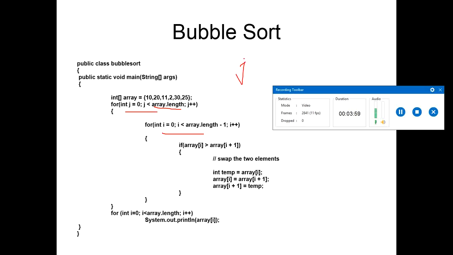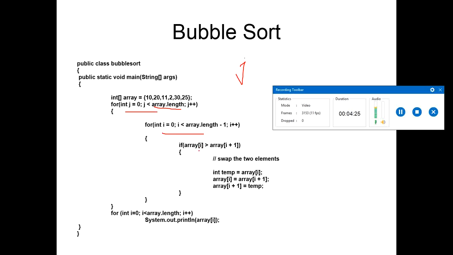So I have an array, and i equals 0, i less than array.length minus 1. So my inner loop will traverse one element less than the length of the array. That means the indices of the array are 0, 1, 2, 3, 4, 5, so it will traverse for the 4 elements, 0 to array.length minus 1.